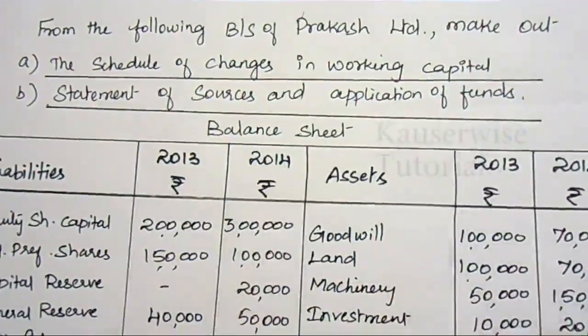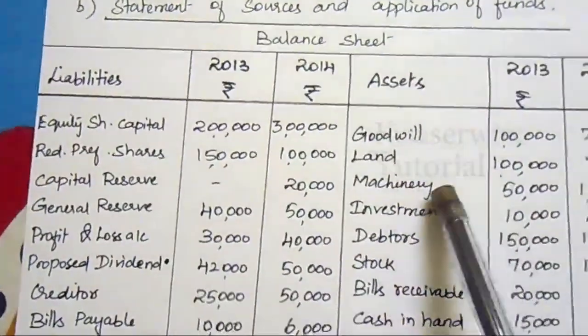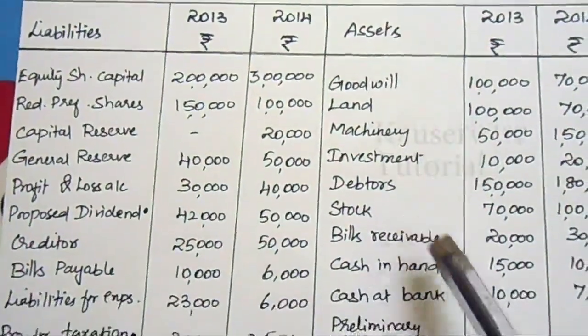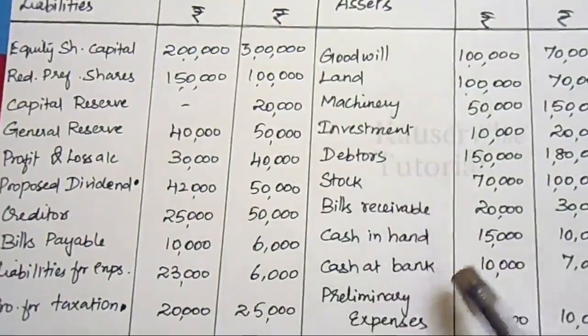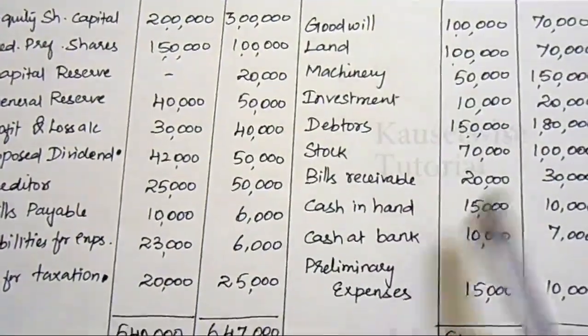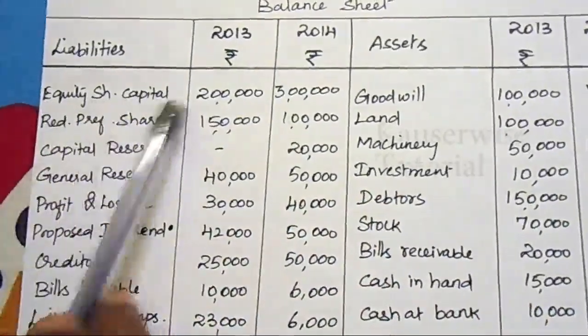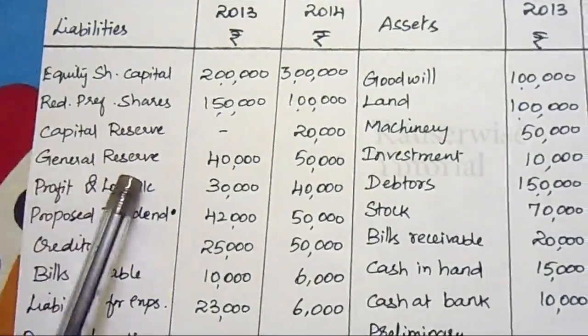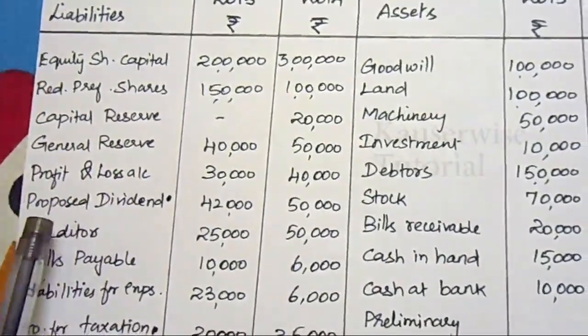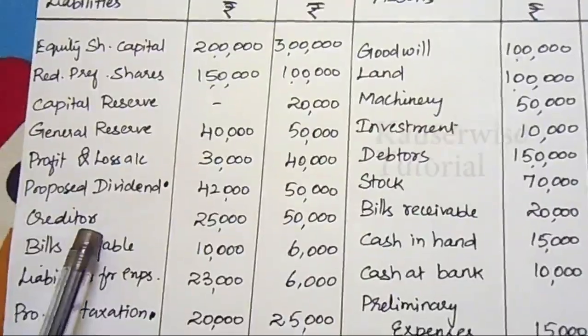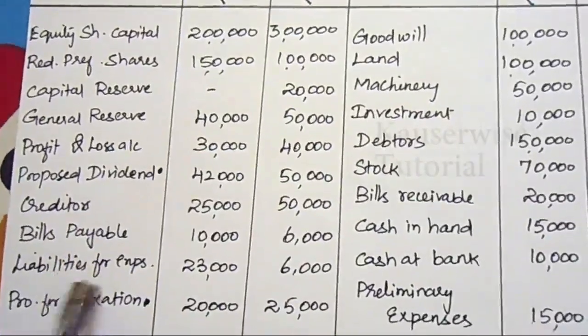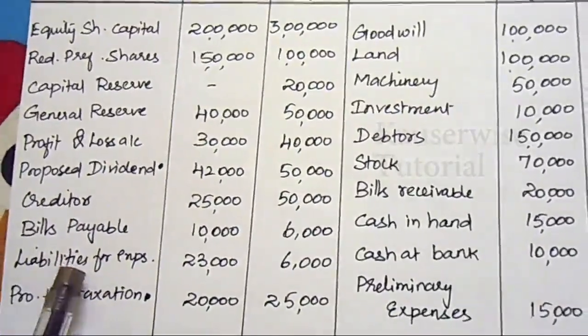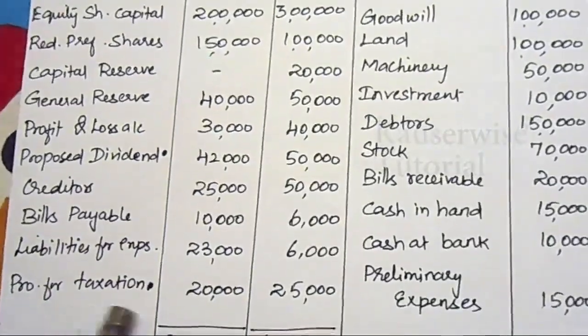So two years' balance sheet is given. Goodwill, land, machinery, investment, debtors, stock, bills receivable, cash in hand, cash at bank, preliminary expense. For two years information is given. Look at the liability side. Equity share capital, redeemable preference shares, capital reserve, general reserve, profit and loss account, proposed dividend, creditors, bills payable, liabilities for expense, that is outstanding expense, provision for taxation.